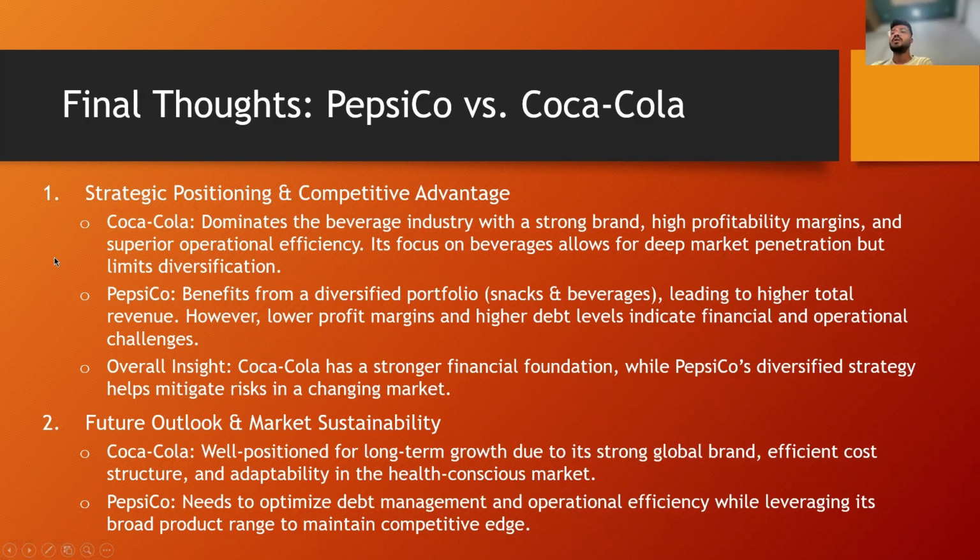Second, future outlook and market sustainability. Coca-Cola is well positioned for long-term growth due to its strong global brand, efficient cost structure, and adaptability in the health-conscious market. Whereas PepsiCo needs to optimize debt management and operational efficiency while leveraging its broad product range to maintain a competitive edge. Final verdict: Coca-Cola excels in profitability and efficiency, while PepsiCo thrives on diversification, making both strong but distinct market leaders.